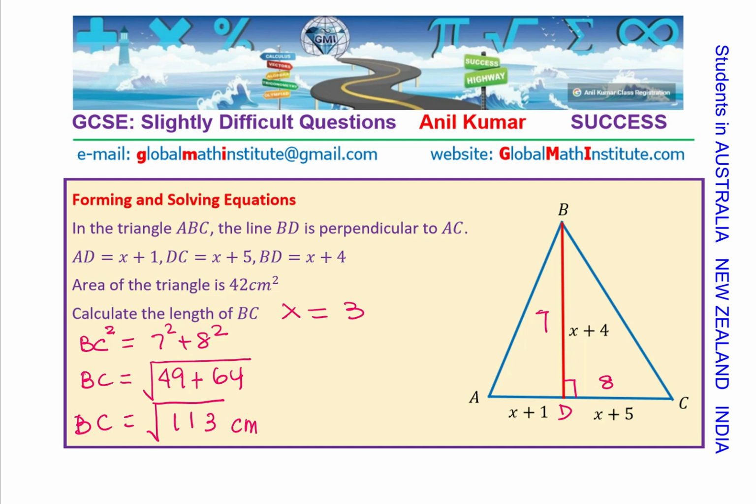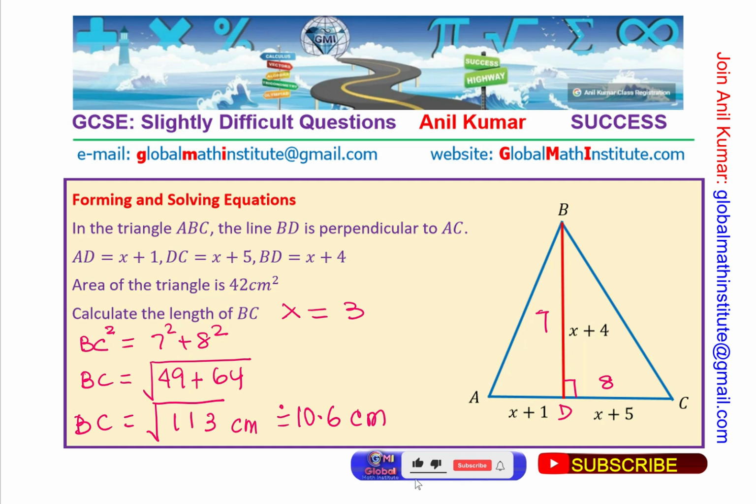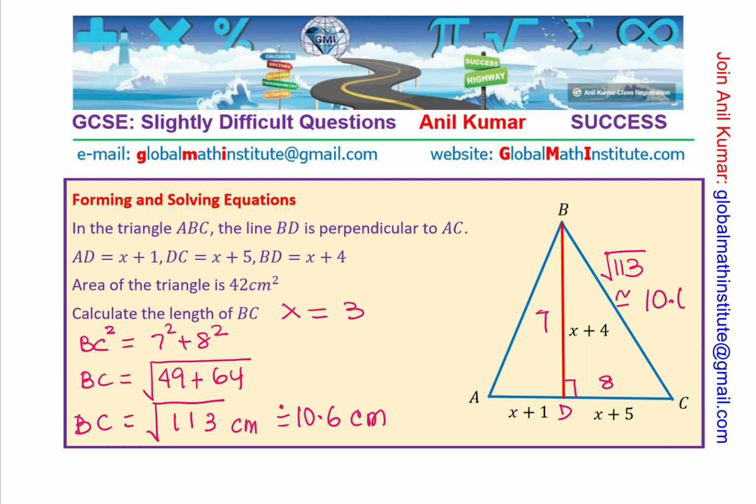Now, sometimes they may tell you to find the answer correct to two decimal places or one decimal place. In that case, you can use the calculator, right? And then write square root of 113, figure it out, which is 10.63. So let's write down this as equal to 10.6 approximately in centimeters. Makes sense. So to one decimal place, BC is equal to square root of 113, which is approximately equal to 10.6 centimeters. Perfect. So I hope you have understood how we solve such a question.